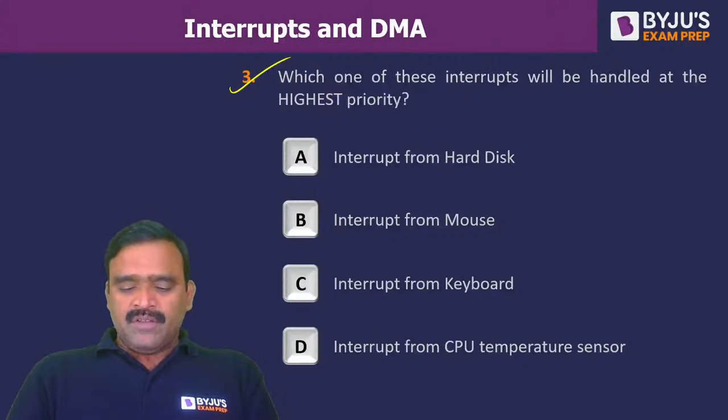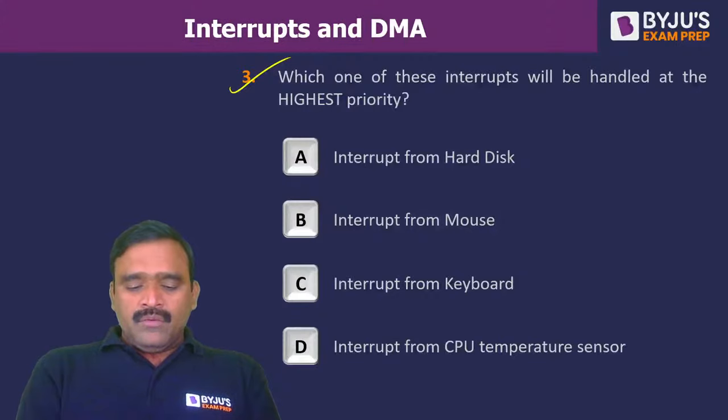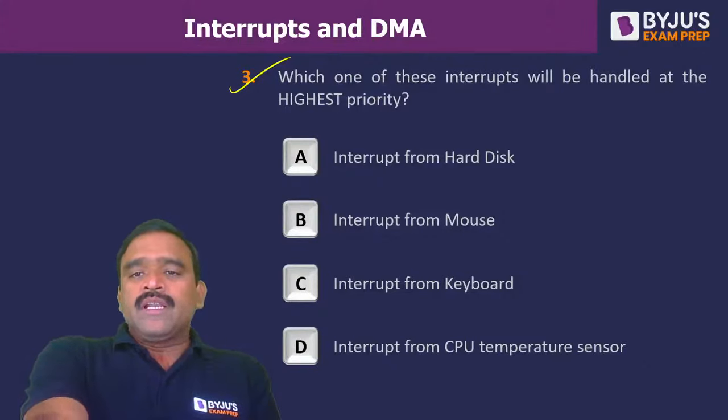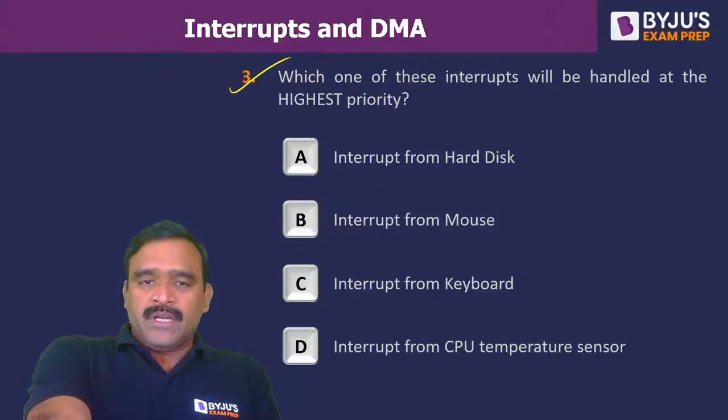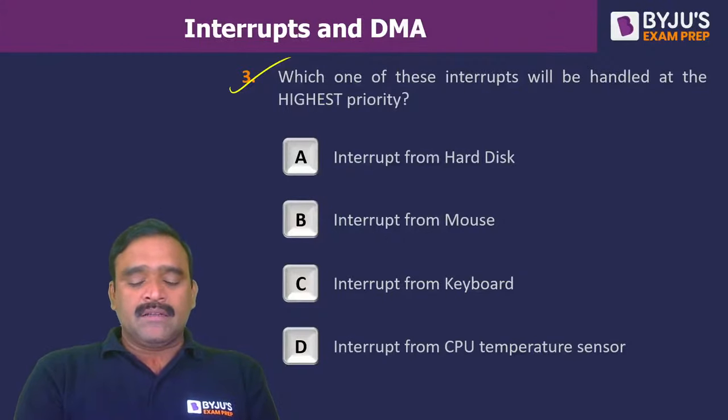Yes, please respond quickly. Which interrupt will be considered as highest priority? Question 1 is which one of the interrupts will be handled at the highest priority? Interrupt from hard disk, interrupt from mouse, interrupt from keyboard, interrupt from CPU temperature sensor. And when they are raised, that is also given. No, that is not correct, high flyers.